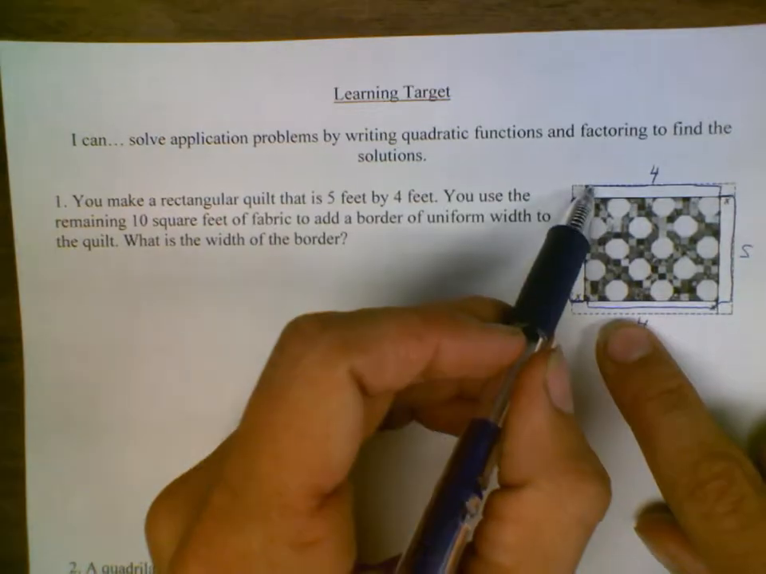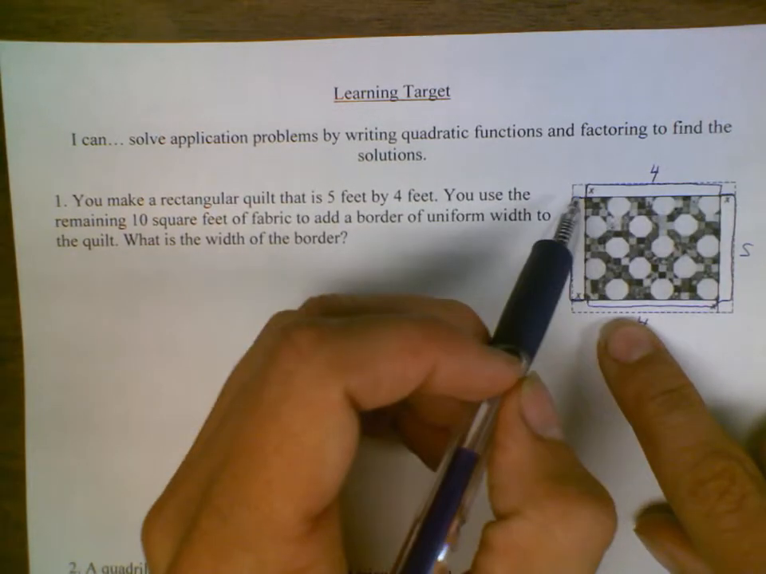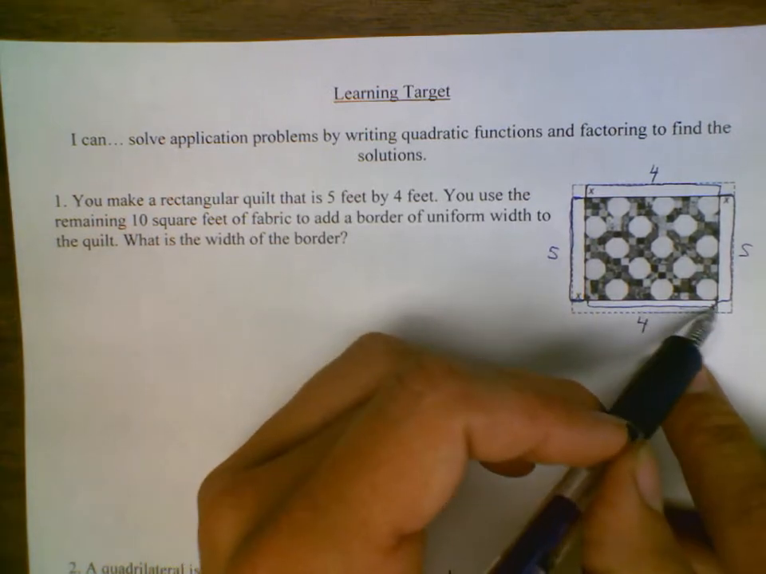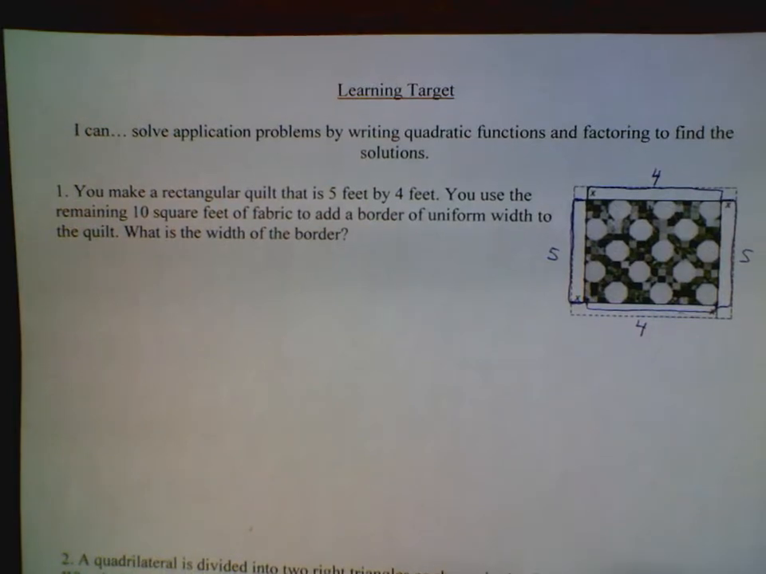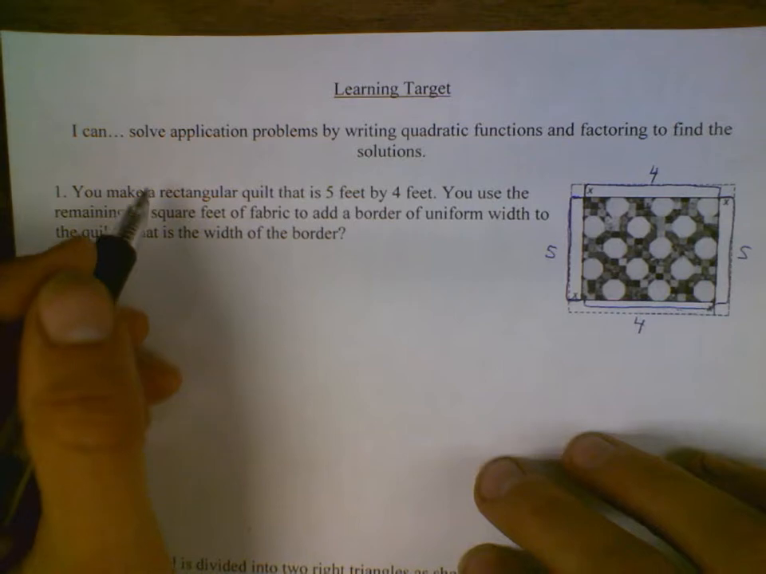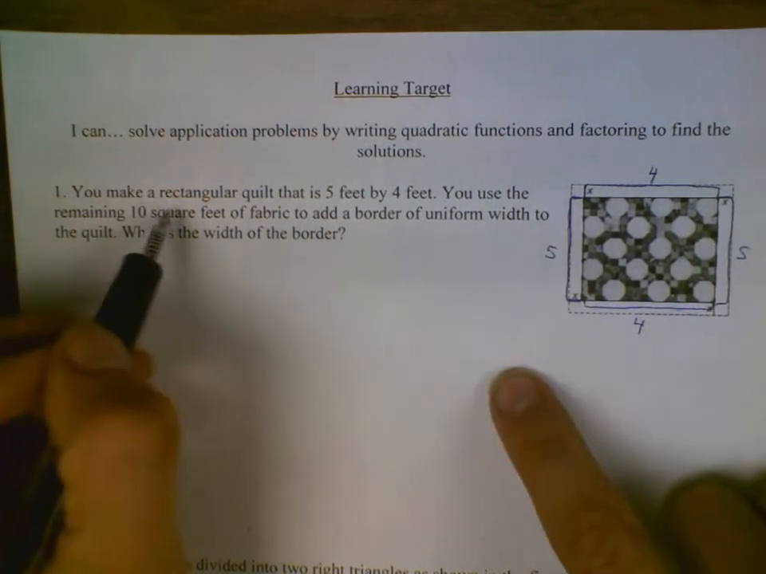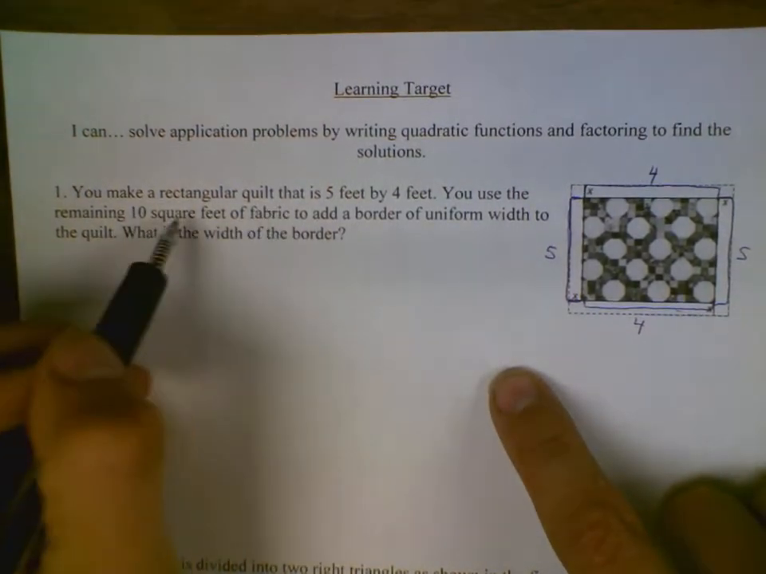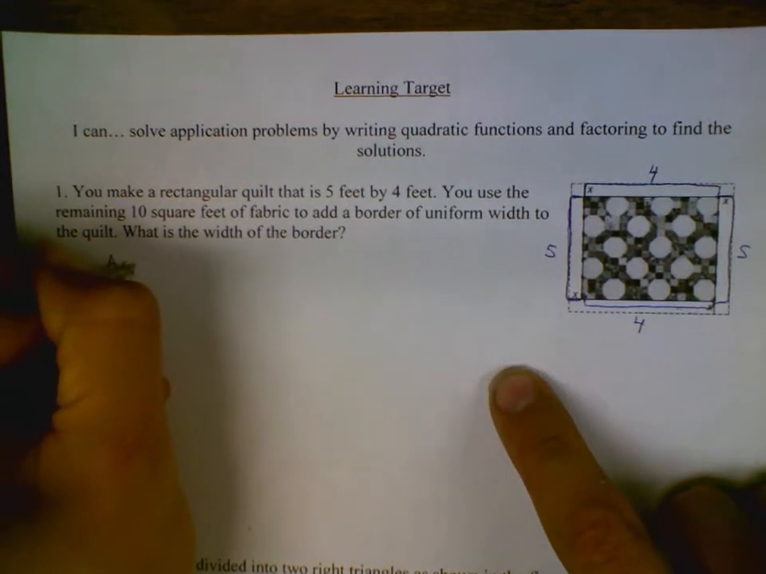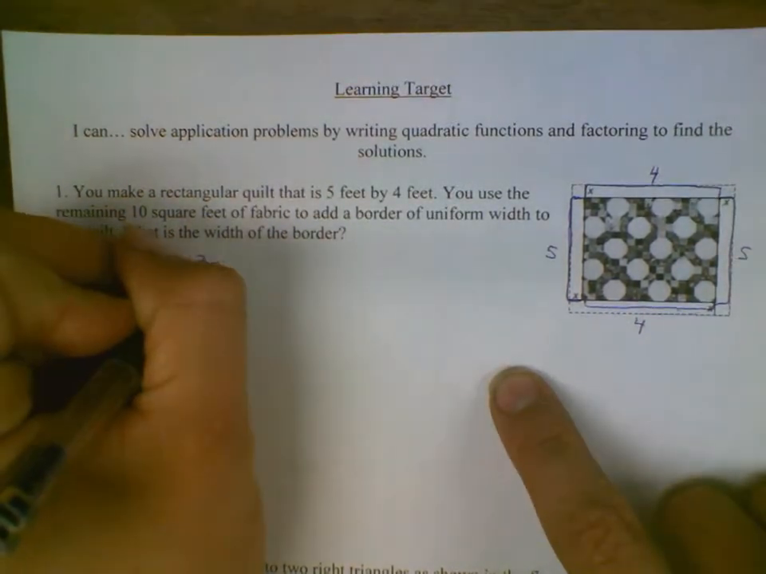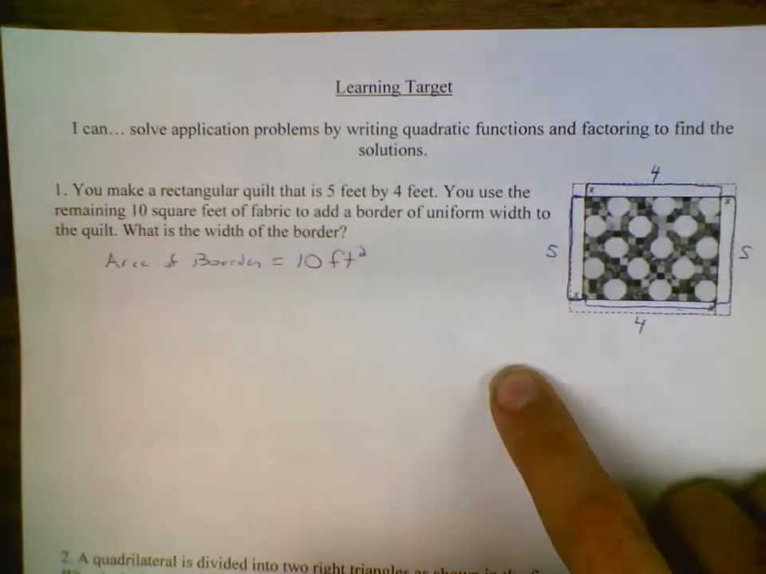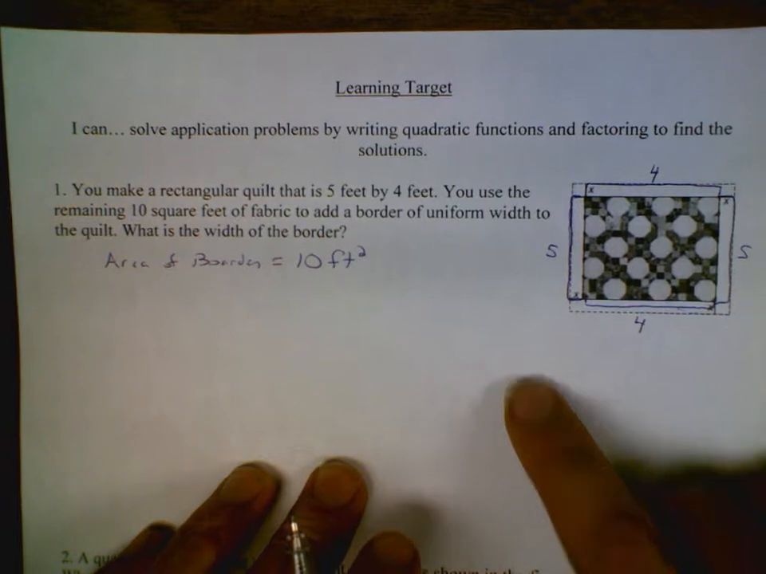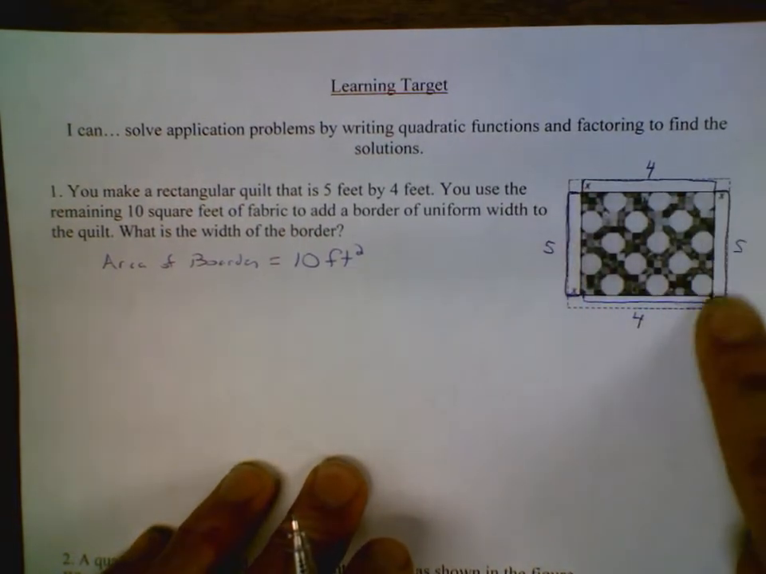So you'll notice that's marked with an x for just some general width of a border that we're going to put around this thing. And we're going to do that with the 10 square feet remaining of fabric. So to do this, I know that the area of the border has to be made out of my 10 square feet of fabric. So the area of the border has to equal 10 feet squared. Then what I can do is figure out what the area is algebraically.